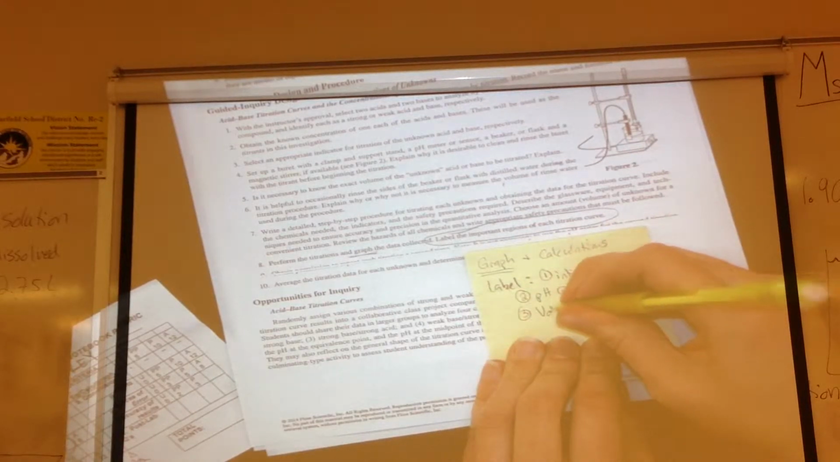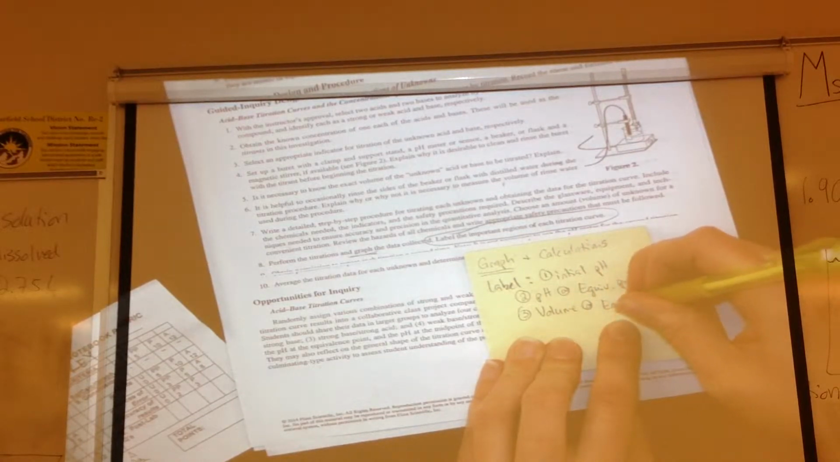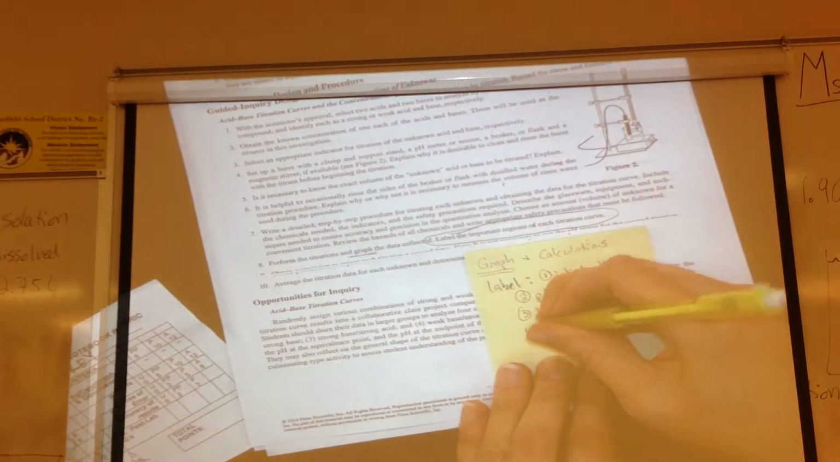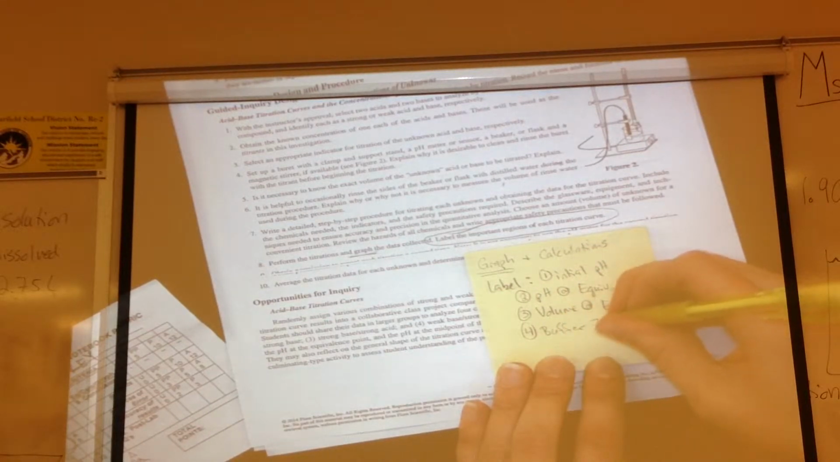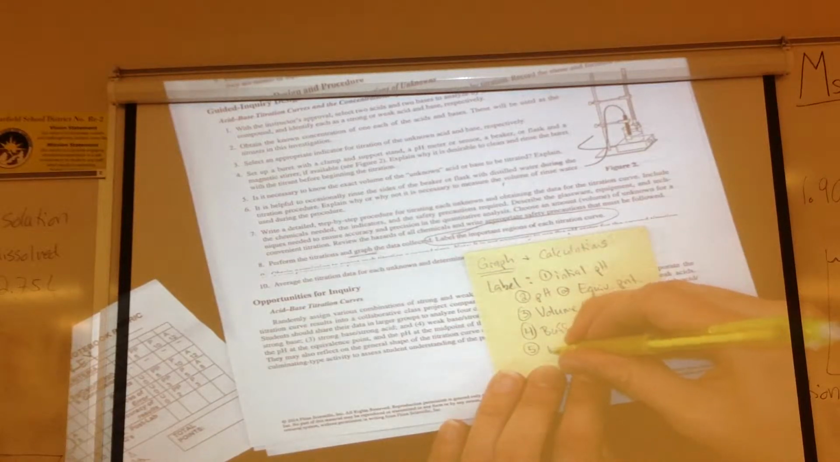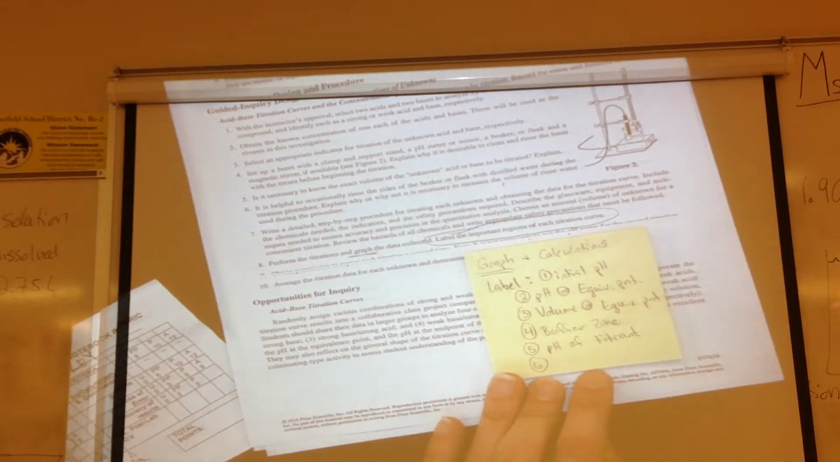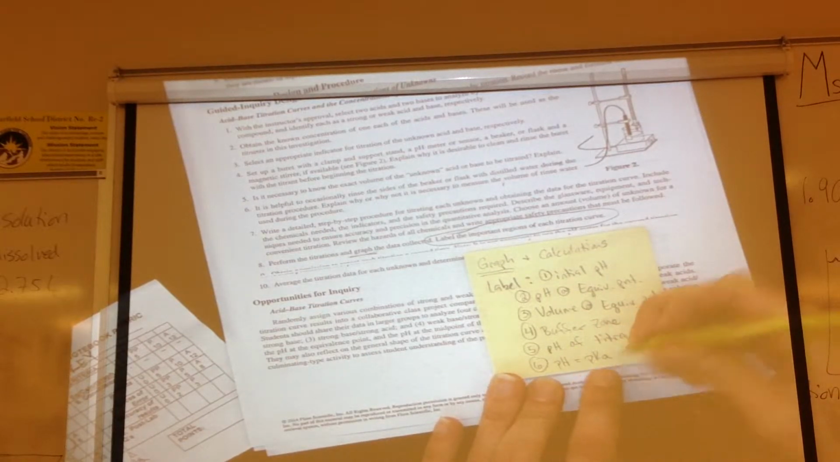And I want the volume of your titrant at the equivalence point. Fourth one, I would like your buffer zone. So where do we have a buffer present? Fifth one, give me the pH of the titrant. And then sixth one, where is your pH equal to your pKa?